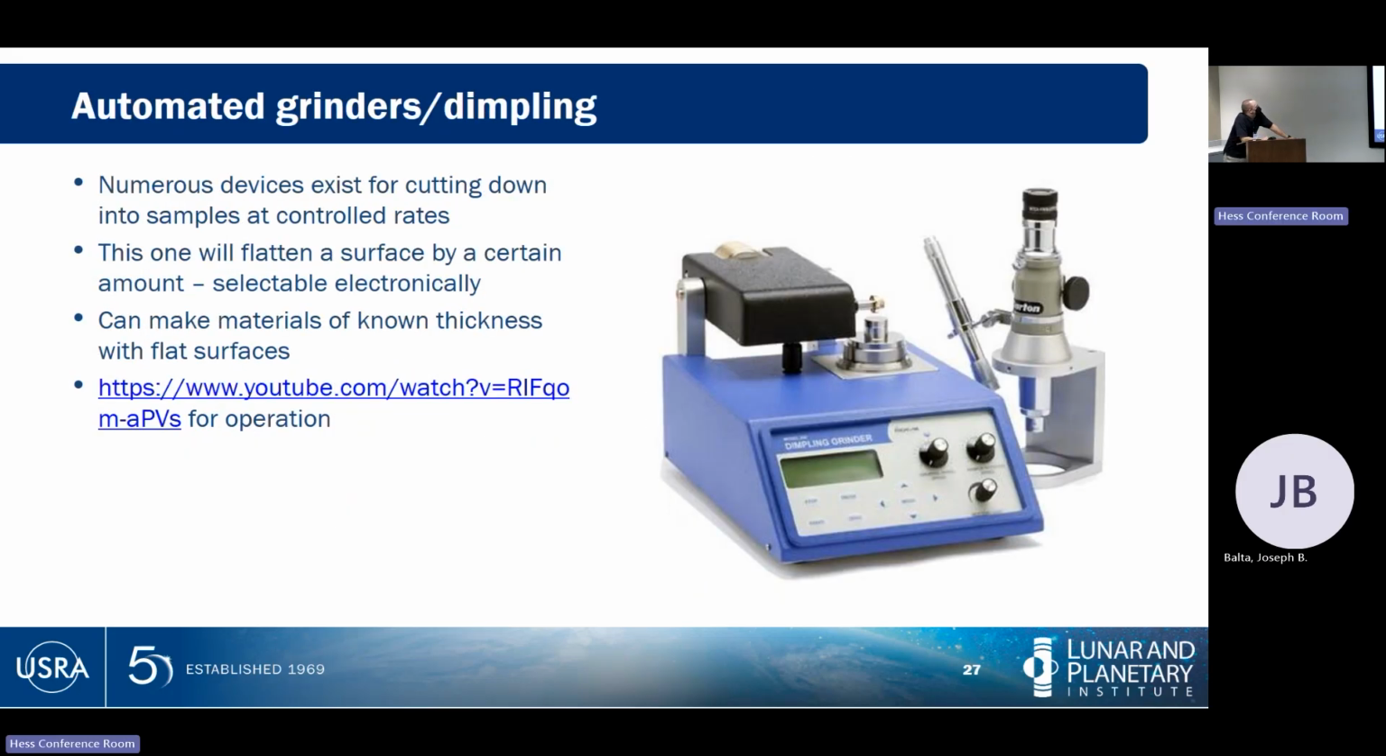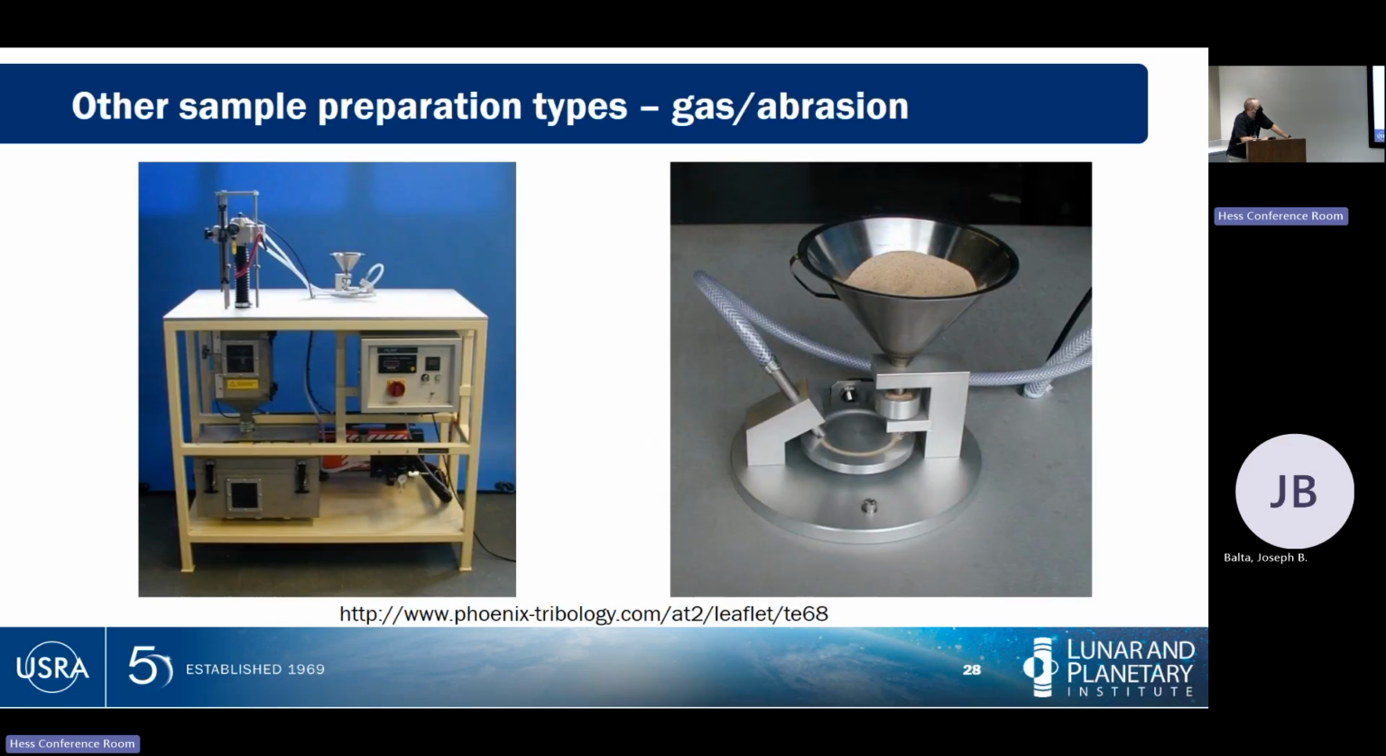There are numerous devices for doing this. There are ways to do this in an automated sense. This one is a dimpling grinder. If you want to see a video of it, you can load the video up later. I'm not going to do that. But yeah, this takes some effort. We're going to do it by hand, because I usually do it by hand. But there are automated tools that can do some of this work for you.